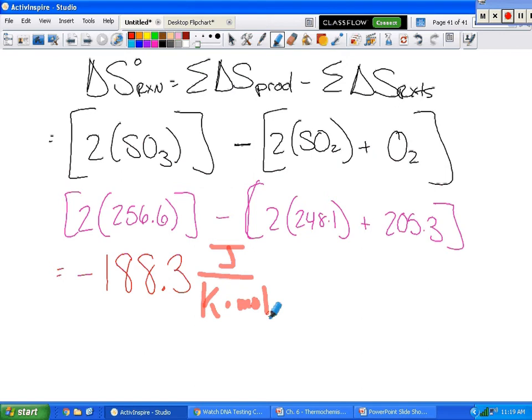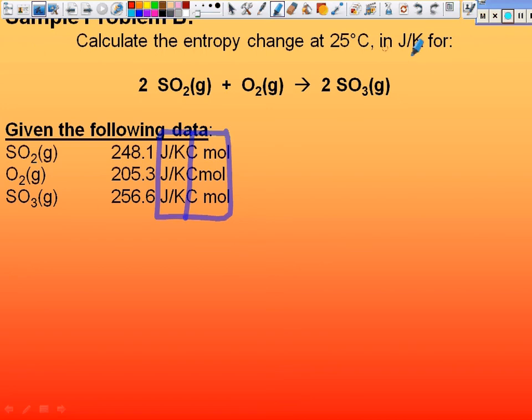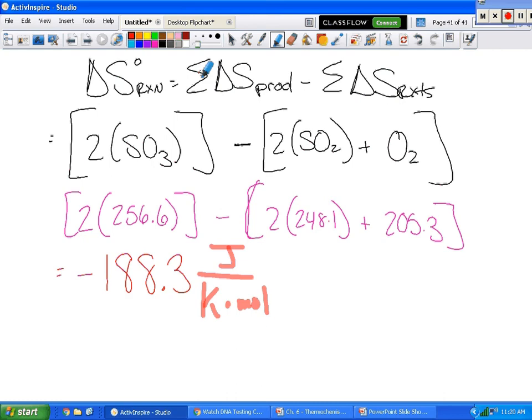Is that what it gives you up there? My bad. Well, it says joule per Kelvin. Yes. Obviously, if this is like an AP question, it'll be correct. So this is the correct answer.